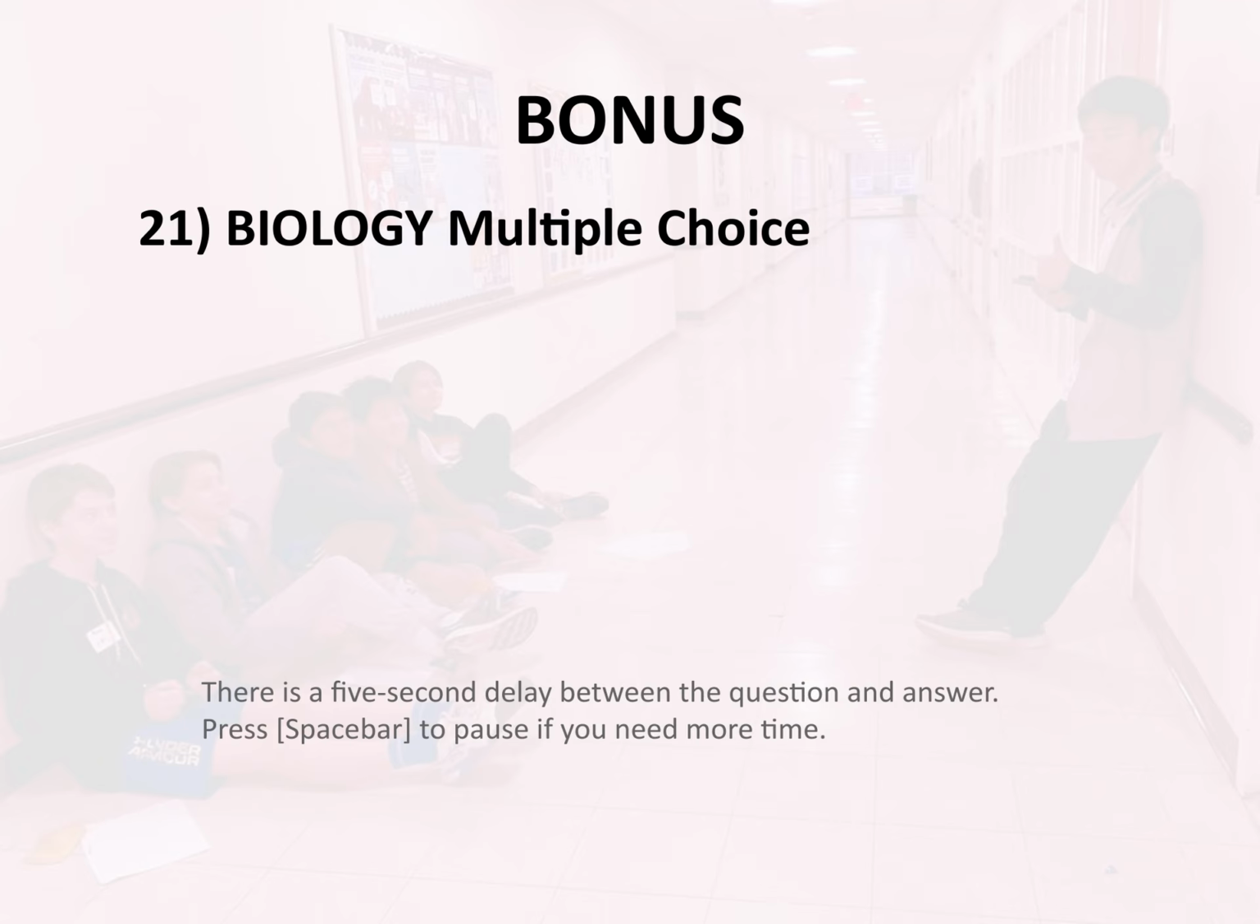Bonus 21. Biology. Multiple choice. Which of the following brain regions is incorrectly matched with its function? W. Medulla oblongata regulates breathing. X. Pons regulates breath holding. Y. Cerebellum integrates sensory systems. Z. Hippocampus allows two brain hemispheres to communicate with each other.